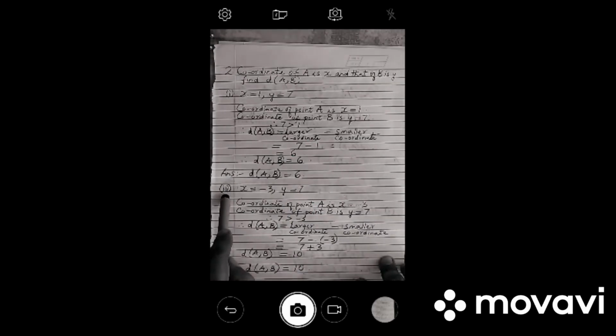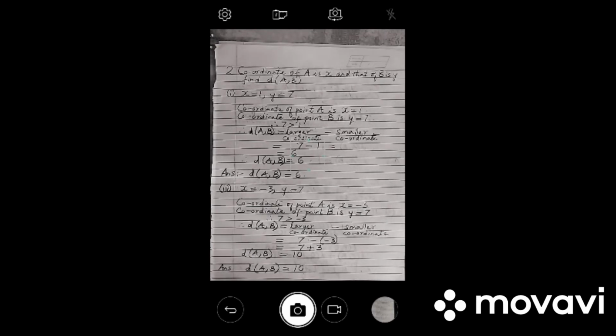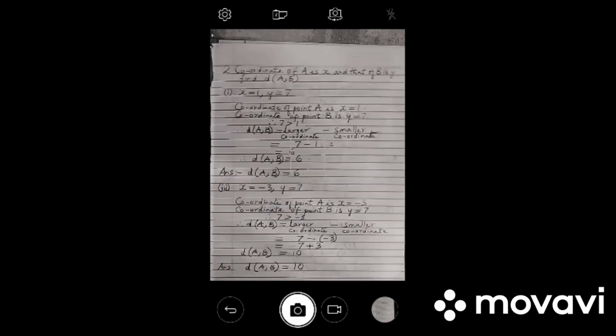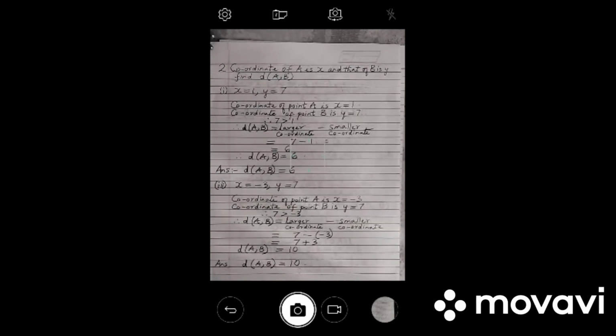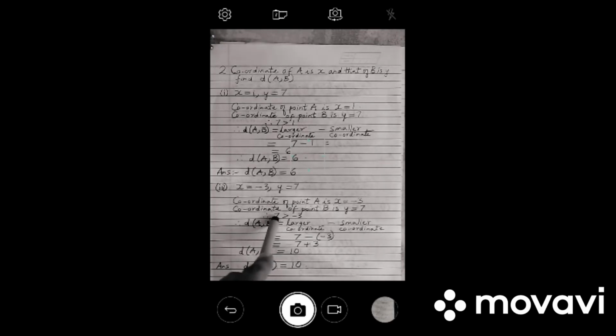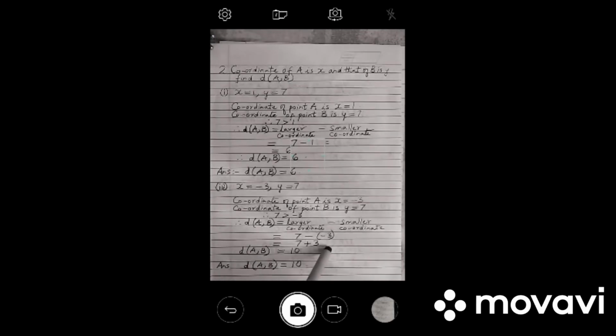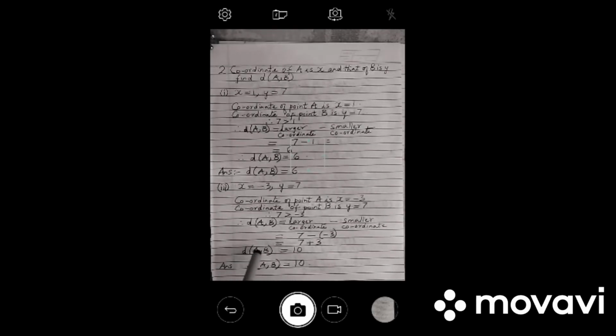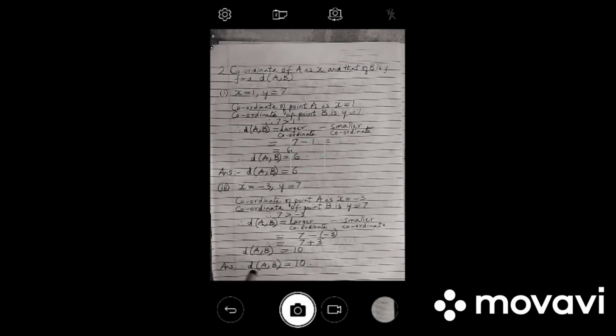Now the third one, x is equal to minus 3 and y is equal to 7. So coordinate of point A is x is equal to minus 3 and coordinate of point B is y is equal to 7. Therefore, 7 is greater than minus 3. Therefore, distance AB is equal to larger coordinate minus smaller coordinate, that is equal to 7, which is positive, minus of minus 3, that is equal to 7. Minus to minus is plus, so 7 plus 3. Therefore, distance AB is equal to 10. So that is the final answer.